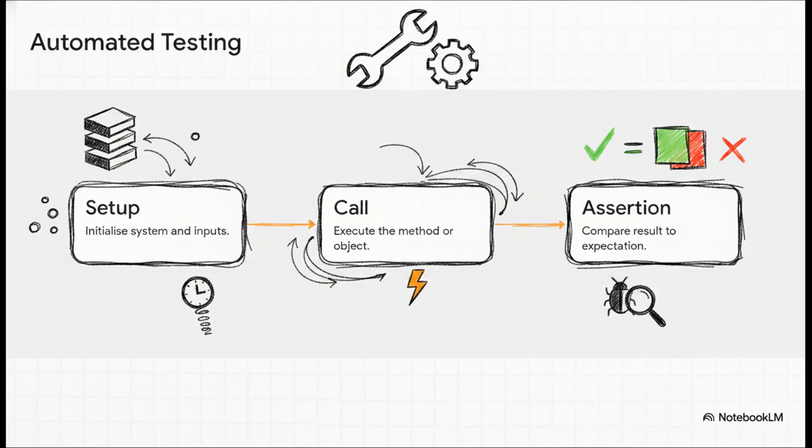This is where the magic happens. You write a statement that compares the actual results of the call to your expected output. If they match exactly, the assertion is true and the test passes. If not, well, you've got a bug.